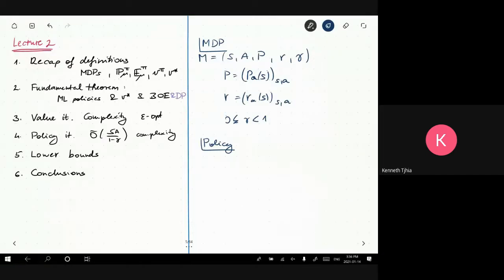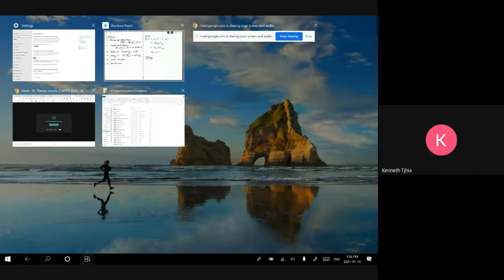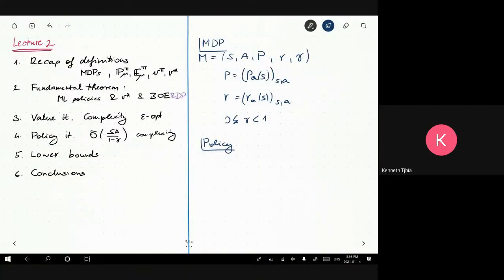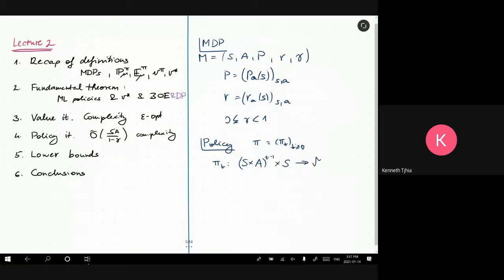A policy for us, for a while, if we don't put any qualifiers there, is going to be an infinite sequence, because we want to control this process for infinitely many steps, an infinite sequence of maps where each element of this sequence is going to be a map that maps a history to a distribution over reactions.